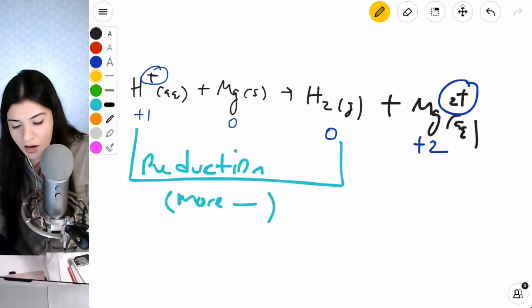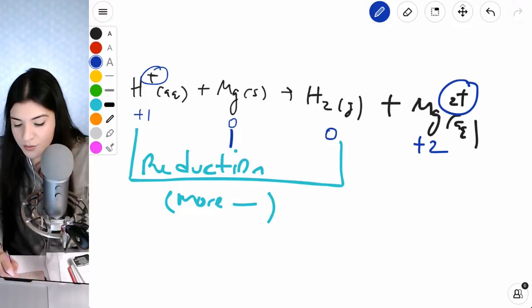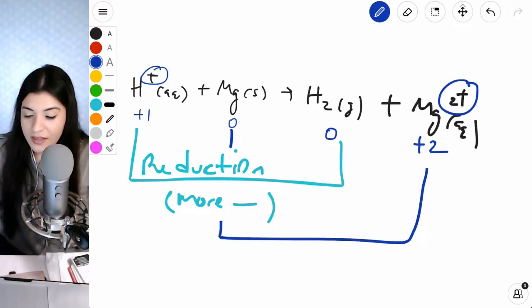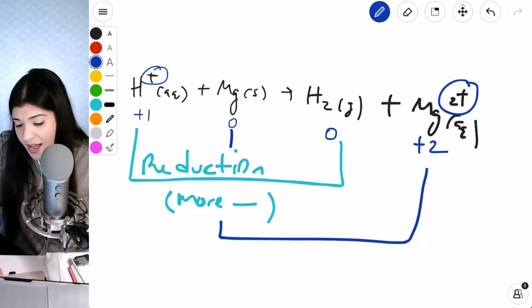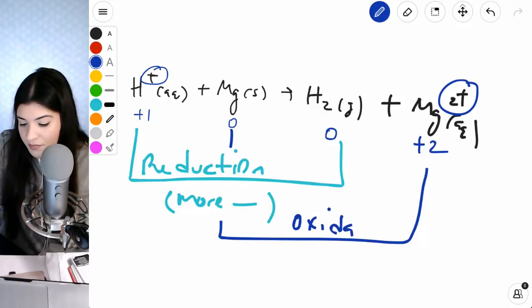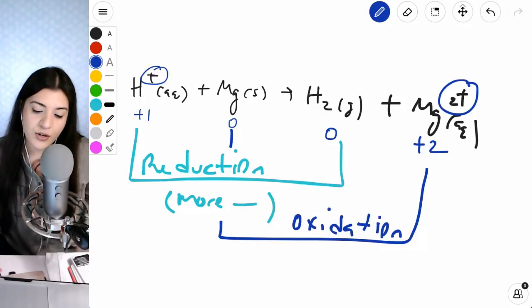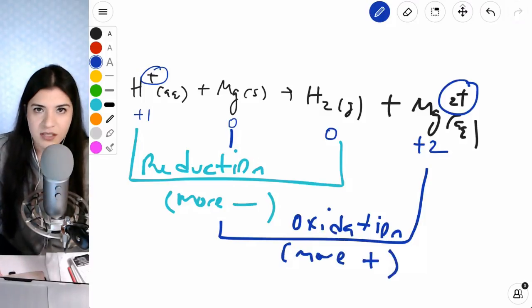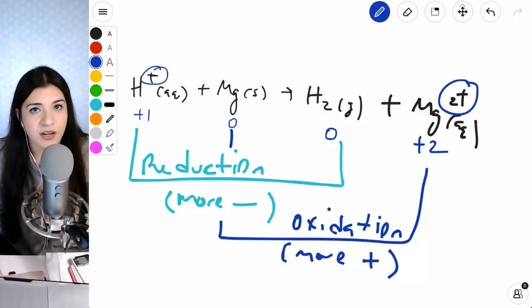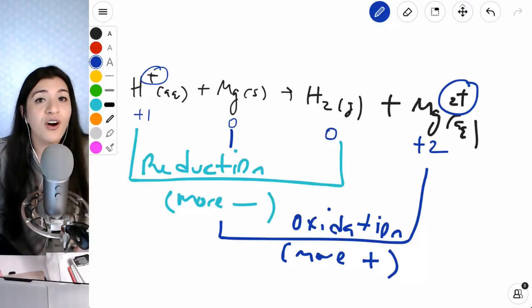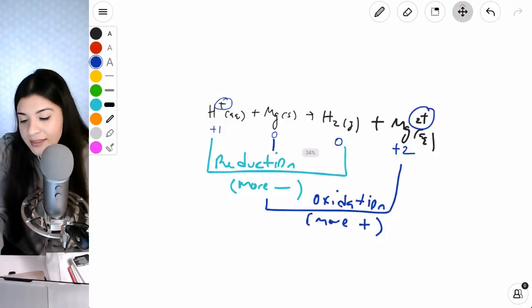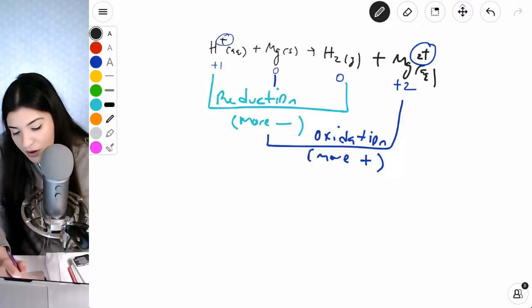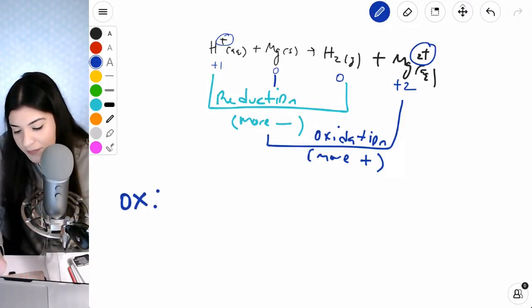Now it's different for the other part of this. Magnesium goes from 0 to +2. That's increasing, so that's actually going to be oxidation. Anytime our oxidation numbers are becoming more positive, that will be oxidation, because they're actually losing electrons, since once again, electrons are negatively charged. To write the half reactions, I'll put oxidation first, okay?